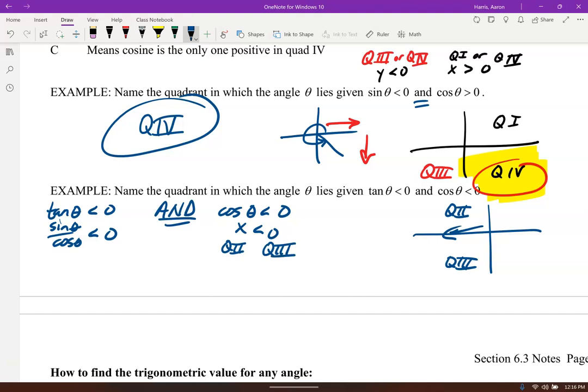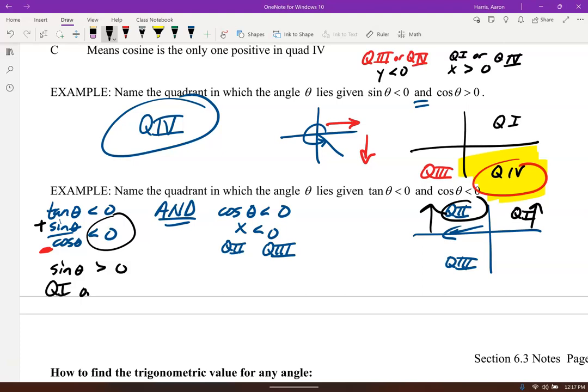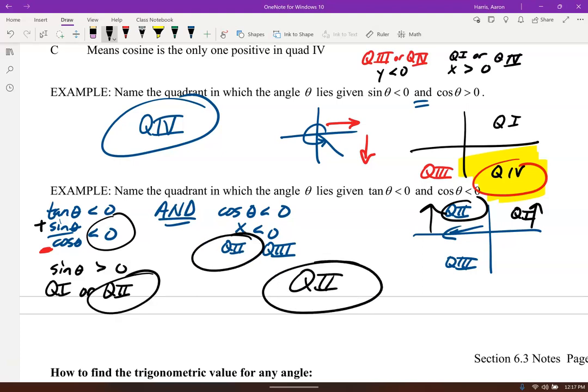Well, if the tangent's negative, and I know my cosine's negative, right? So I'm going to put a little negative down here. If the cosine's already negative, the sine would have to be positive, because a positive over a negative makes a negative. So the sine has got to be positive. Well, if the sine's positive, the y value is positive, then it's either in 1 or 2. So where do they both occur? Quadrant 2. That's our only option for this.